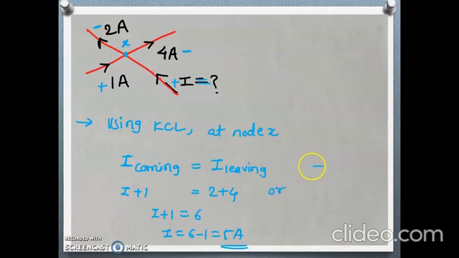Or you can solve with this method also. Summation of I incoming or outgoing equals to 0 at node X. So this will be the incoming 1 ampere, so plus 1, outgoing 2, so minus 2, outgoing 4, so minus 4, and incoming I is plus I equals to 0. Summation of all currents will be equal to 0. So this 1 minus 2, minus 1, minus 1 minus 5, minus 5. So I minus 5 equal to 0, which is equal to I equal to 5 ampere. In this way you can also solve this question.